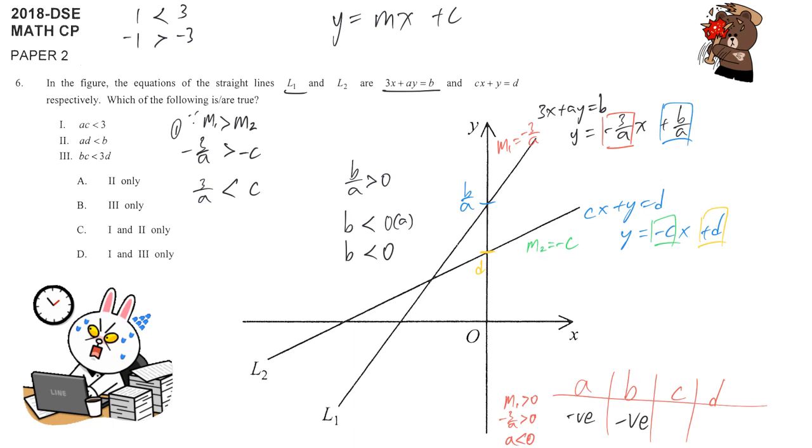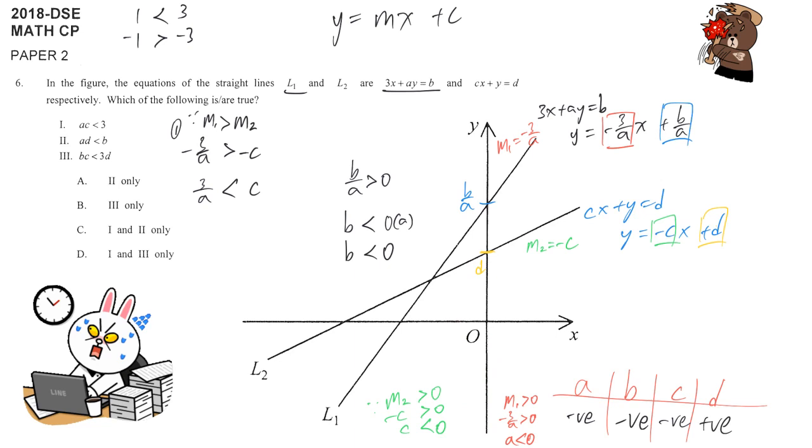About slope 2, since m2 is larger than 0 also, negative c is larger than 0. c itself is negative. So we got c is negative. Finally, d. Thank God, this one is just independent, present here. So it's just d here, positive, because it's above the origin. Below the origin will give negative.